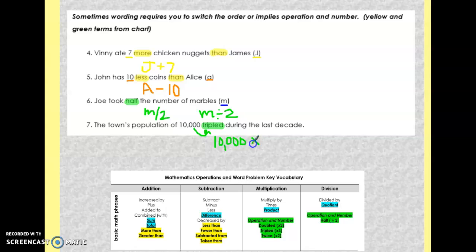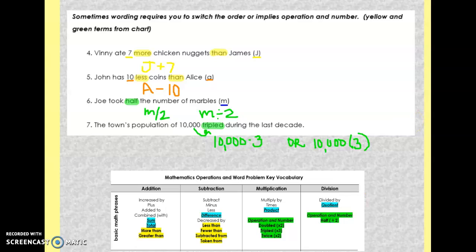Now, you might be tempted to put the good old x in there and multiply by 3. However, in algebra, we are typically trying to stay away from that because it can be also looked at as a variable. So when we are multiplying, we want to use either the dot and multiply by 3, or you can also use parentheses to signify operation of multiplication. So we could say 10,000 and then multiply it by 3. So either one would be acceptable.